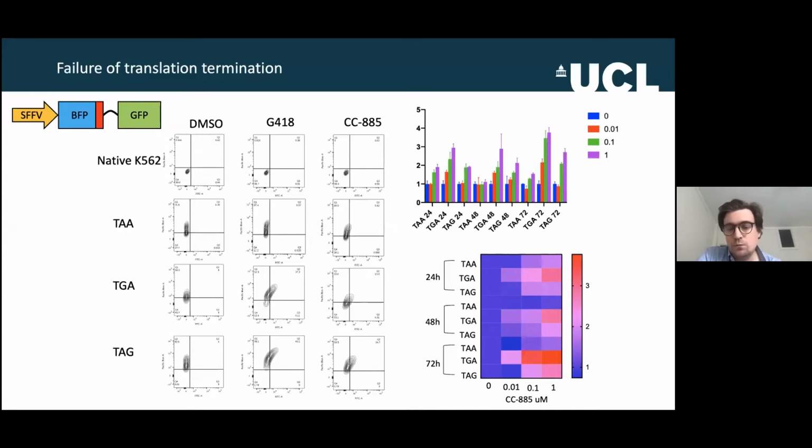CC885 is able to read through TAA to some extent, and we get a dose and time-dependent increase in expression of GFP, implicating failure of translation termination.